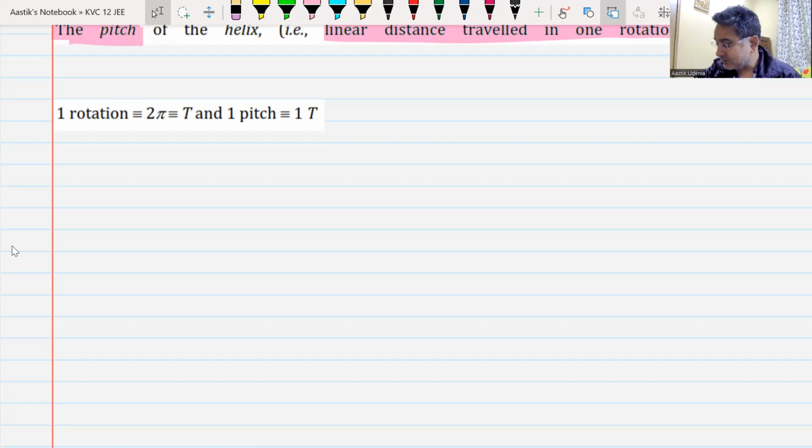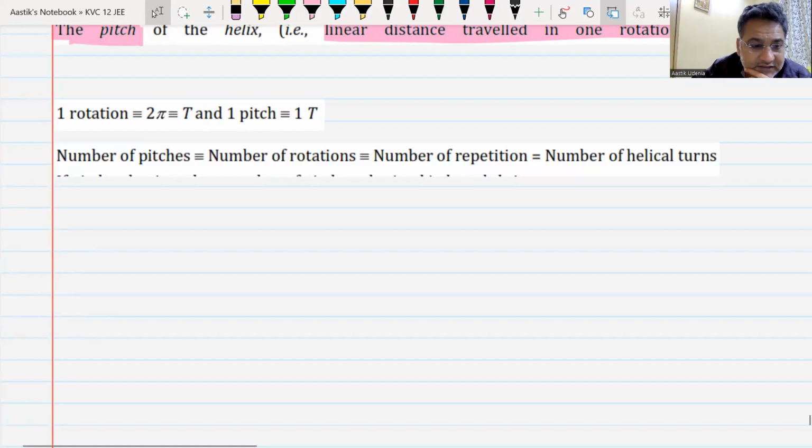Then the next thing, sometimes they may tell you the number of pitches it has. Number of pitches is nothing but number of rotations. It is number of repetitions or number of helical turns. Everything is same. Do we understand this?